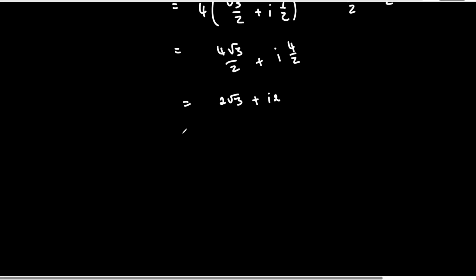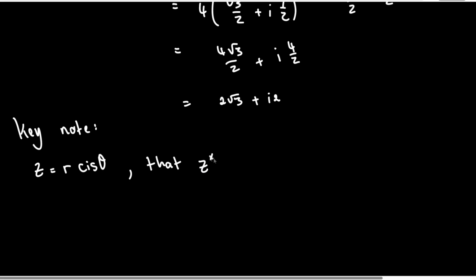But now, what about the following though? Is another key little point we need to know. So a keynote. What exactly is this keynote? Well, if we have z is equal to r cis of theta, we know that the conjugated form is actually simply going to be r cis of minus theta.